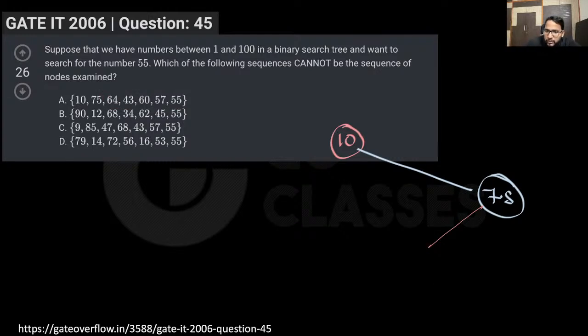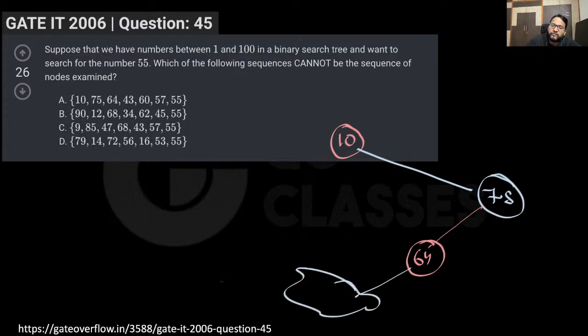Now let's suppose I am getting 64. That's also fine, I can get 64, but then I will go left of it because I'm looking for 55. If I'm going left of it, then everything should be lesser than 64. Let me know if that is the case. Yeah, that is the case, so that's not an issue. Now I've got 43. I can get 43. That's not an issue.